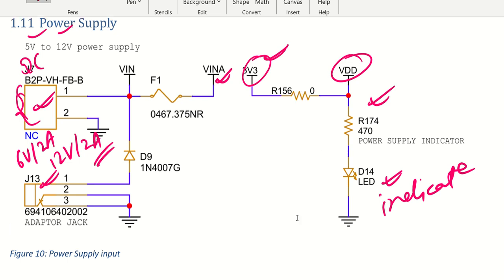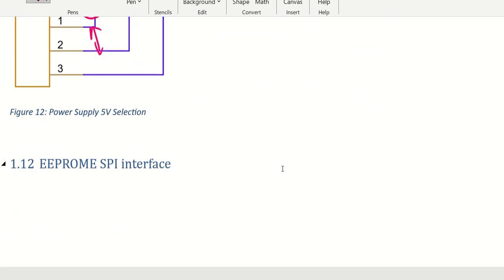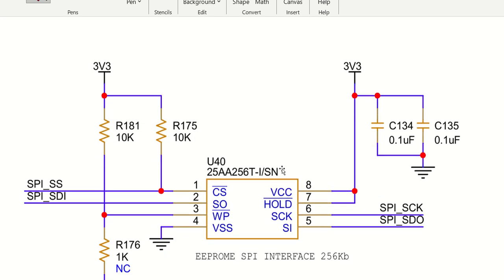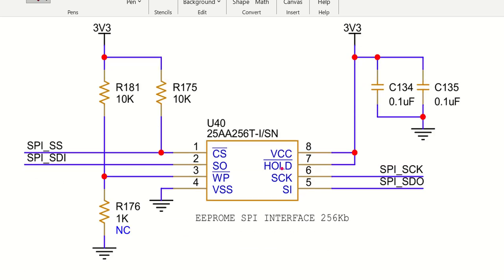Now, going to next, we have several other parameters, like the EEPROM. This is a 256 kilobit EEPROM using an SPI interface. You can see very nicely that the protection has been disabled, so it is always made writable, so that you can always pull it up.